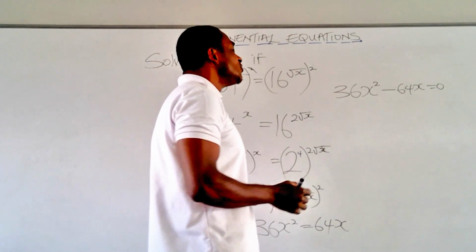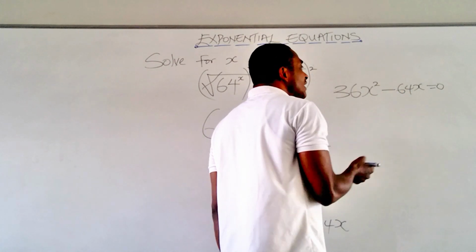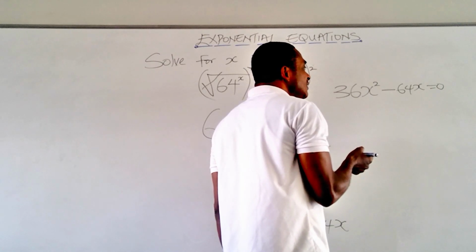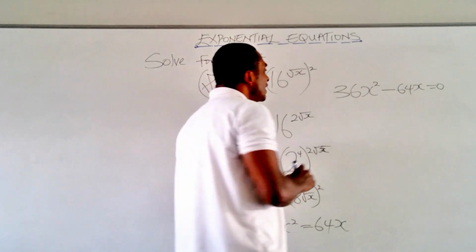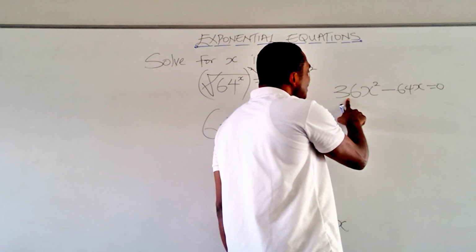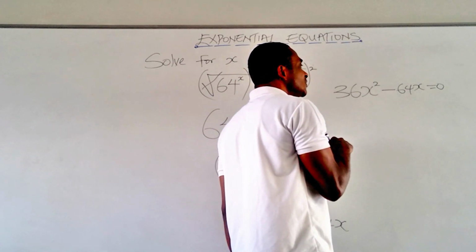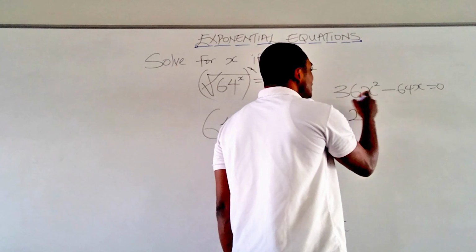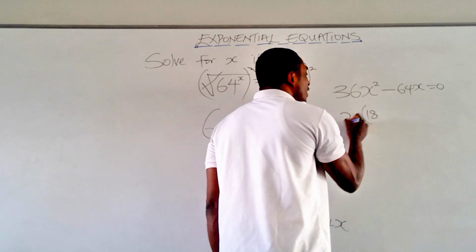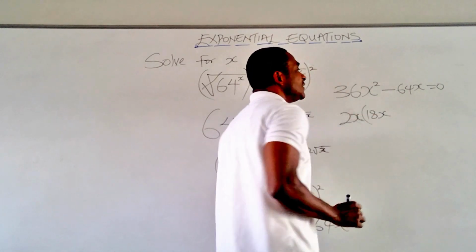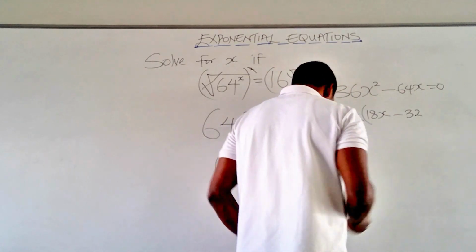Let's look out for the common factor. 8 cannot divide here. Let's start with 2. If 2 goes into 36, we have 18, and x is also on either side, so we have 18x here. 2 into 64 will give us 32. So 2 is not a common factor by itself at this point.